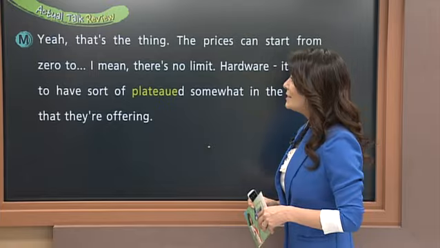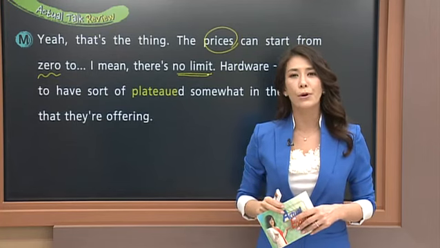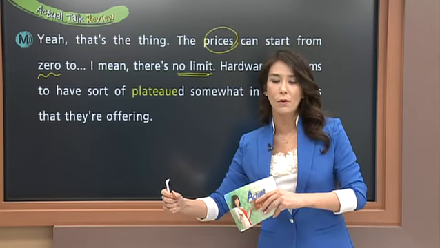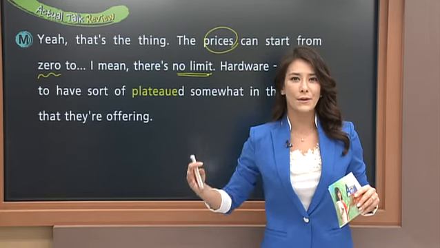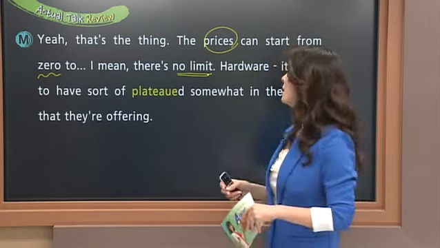Moving on. Eugene says, yeah, that's the thing. The prices can start from 0 to, and then he says, I mean, there's no limit. No limit meaning the price of certain programs can be very expensive. It can start from 0 to a huge number. So he says there's no limit, okay? The number or the price can go on and on and on or up and up and up.